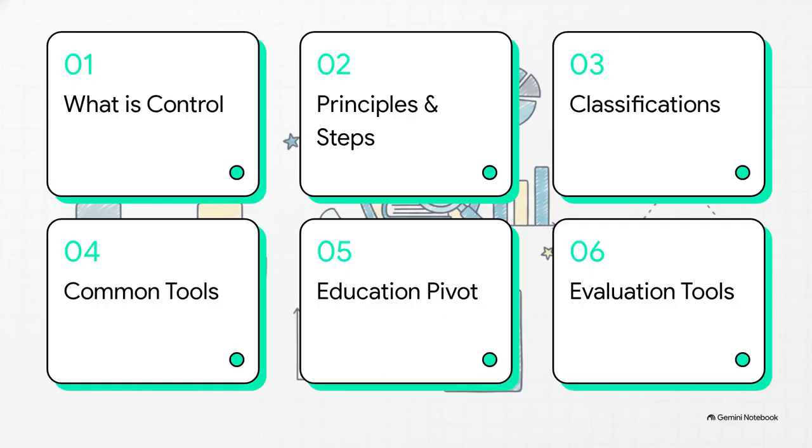Okay, let's take a quick look at our roadmap for today. First, what is control? Second, principles and steps. Third, classifications. Fourth, common tools. Fifth, the education pivot. And finally, number 6, evaluation tools.